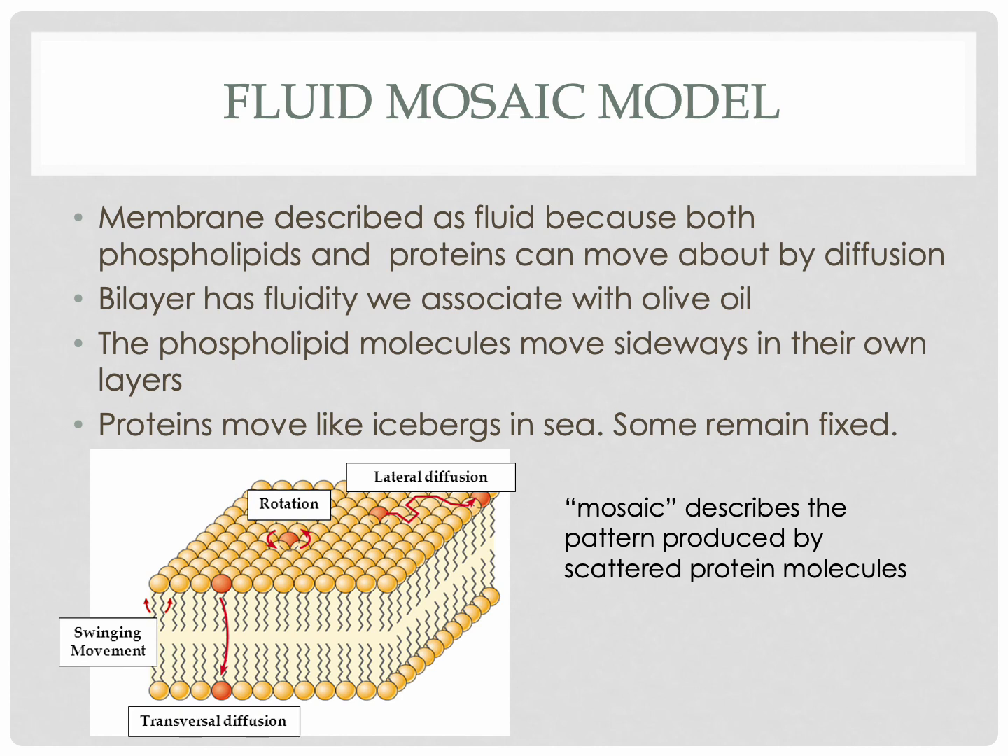The cell membrane is known as the fluid mosaic model. The membrane is described as fluid because both phospholipids and proteins can move about by diffusion. The bilayer has a fluidity that we associate with olive oil. The phospholipid molecules move sideways in their layers, and then the proteins can move like an iceberg in the sea. Some of those proteins will remain fixed. The mosaic is the pattern that's produced from the scattered protein molecules.